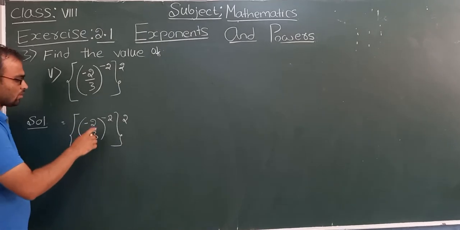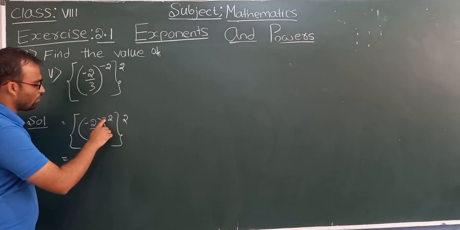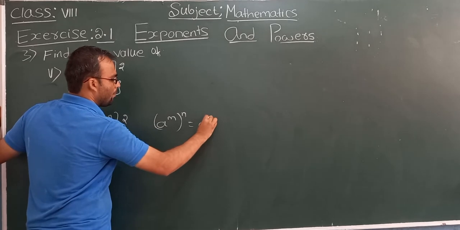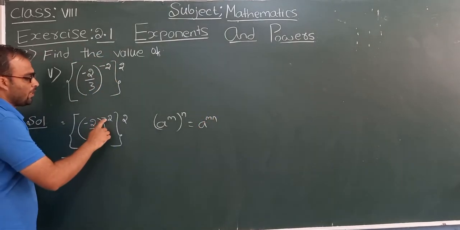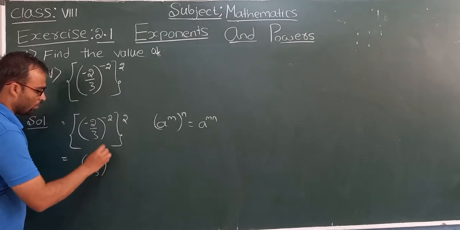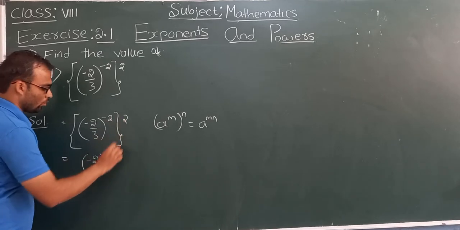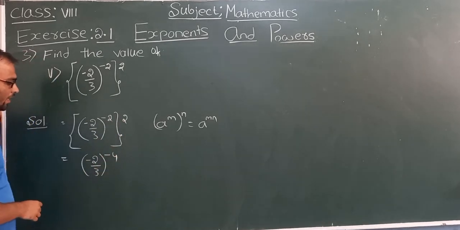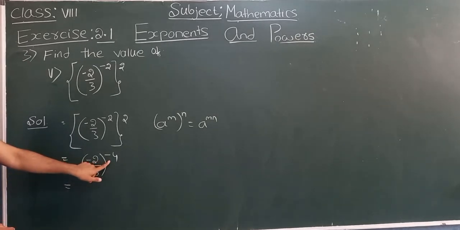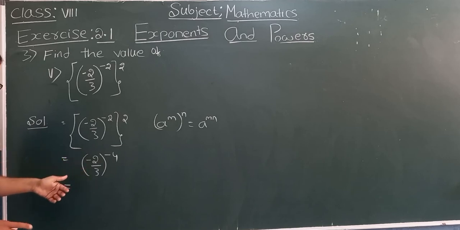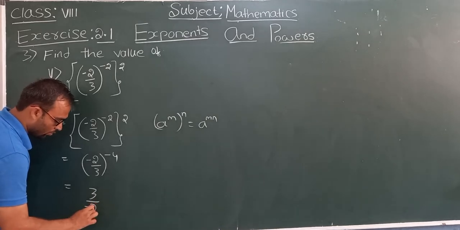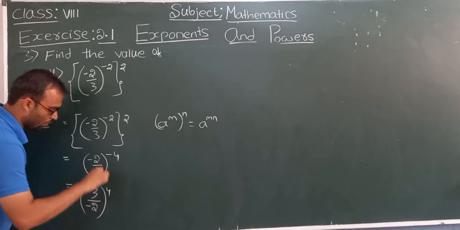Now, just look at it, students. So first multiply this one. Okay, so it is of the form (a^m)^n equals a^(mn). So minus 2 into 2 will be what? That is (-2/3)^(-4), minus into plus is minus, 2 twos are 4. Okay, so here as we are having a negative exponential value, when we take the reciprocal of the base, we get the positive value, that is (3/-2)^4.